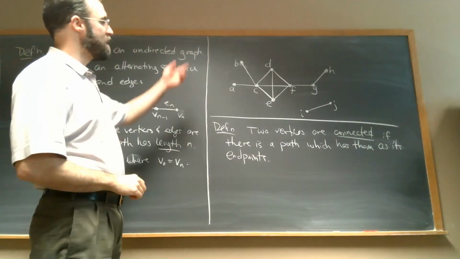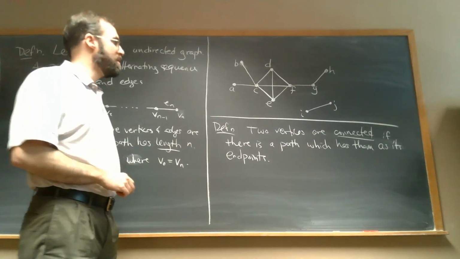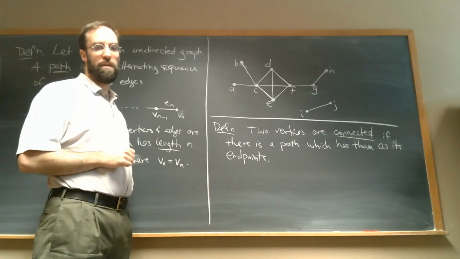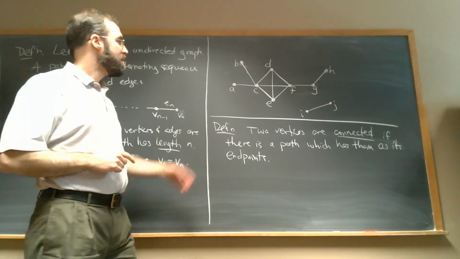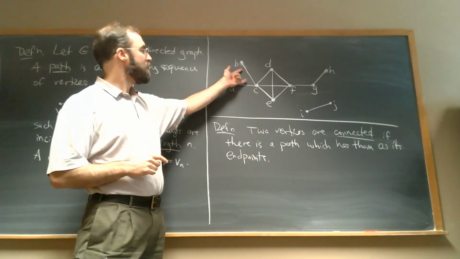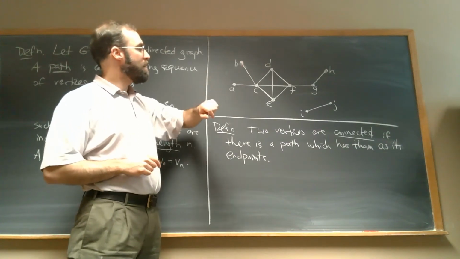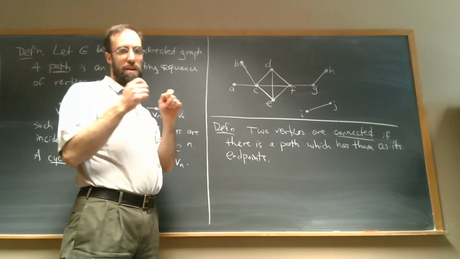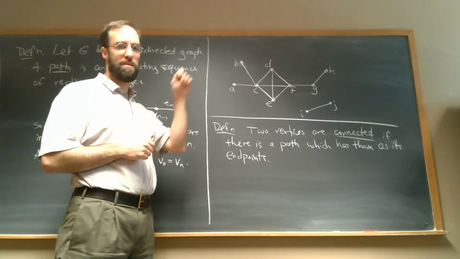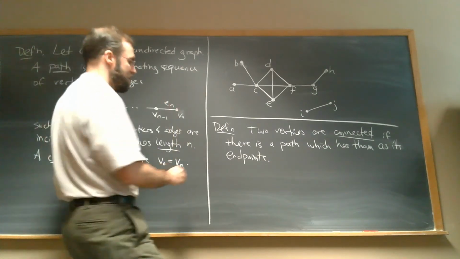Okay, so we would say B and H are connected in this example, but F and I are not connected. B and C are also connected because there's just a path of length 1. But B and H are not adjacent. They don't actually have an edge directly between them, but they are connected. So there's a series of edges we can follow.